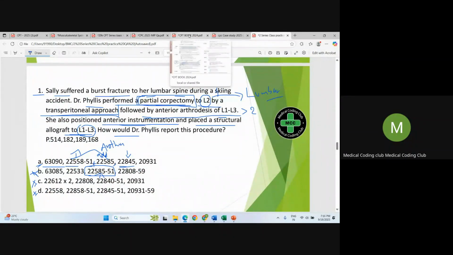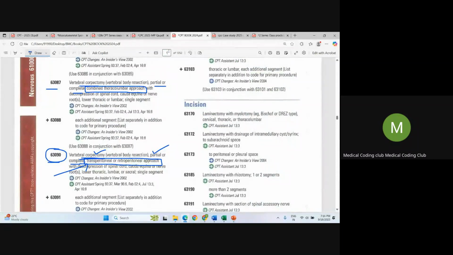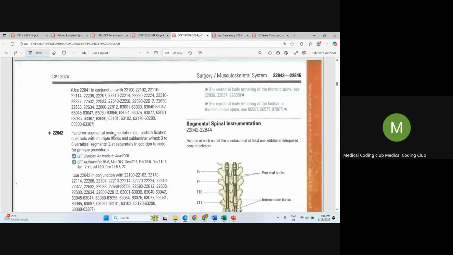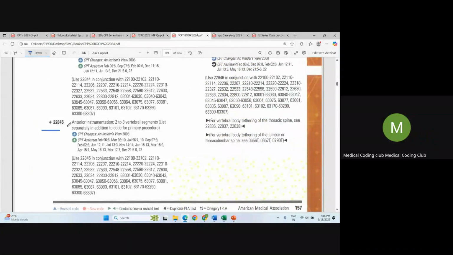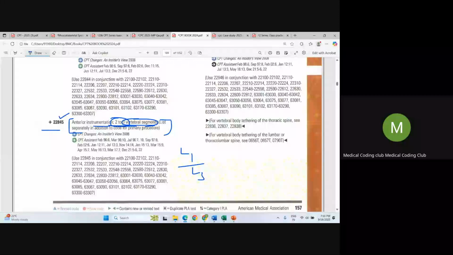22845. For description, we can check. 22845 anterior instrumentation, 2 to 3 vertebral segments. So this description is about vertebral segments. So between L1 to L3, you have 3. So anyway, you have the range of 2 to 3. So 22845, you can select as your add-on code.